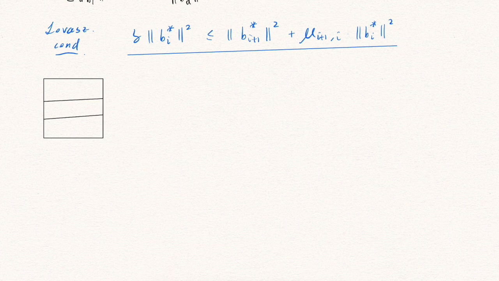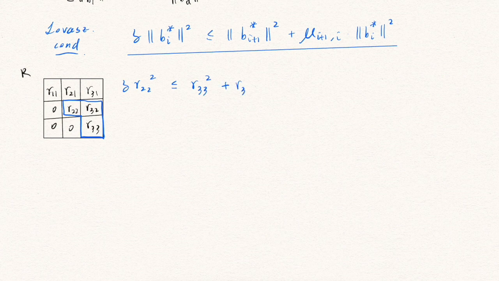Okay. Let's say we have 3 dimensions. Okay, so R11, 0, 0, R22, R33, R21, R31, R32. So if this is the R factor of this input matrix B, then what the Lovász condition is focusing on is this shape, these entries, and it's basically saying that delta of R22 square has to be smaller than R33 square plus R32 square.